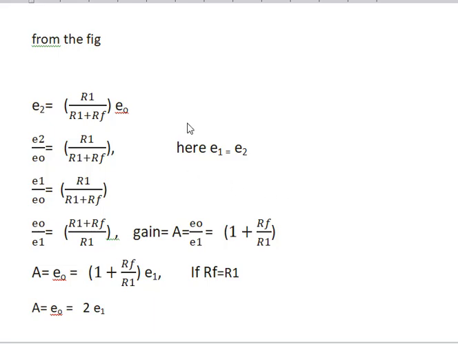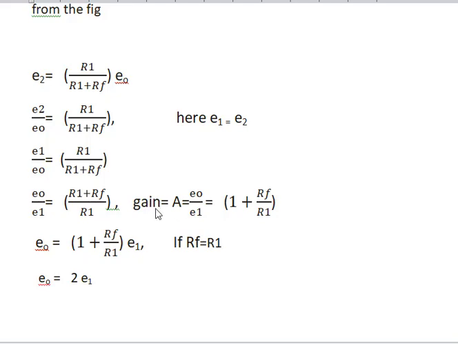See here, from this figure we have taken E2. Already we told that E1 is equal to E2. So E2, the EMF2, is equal to R1 by R1 plus RF into E output. On simplifying, the E output is brought here. So R1 by R1 plus RF is modified, and we know well that the gain, the amplification gain A, is nothing but the output voltage divided by the input voltage.